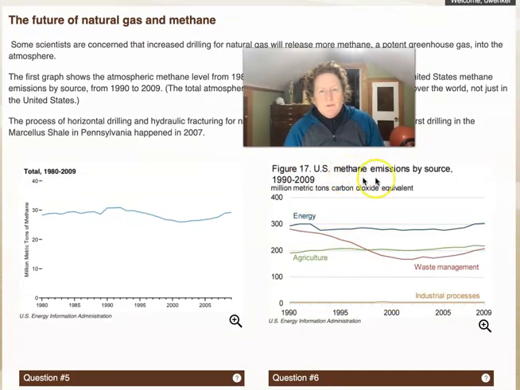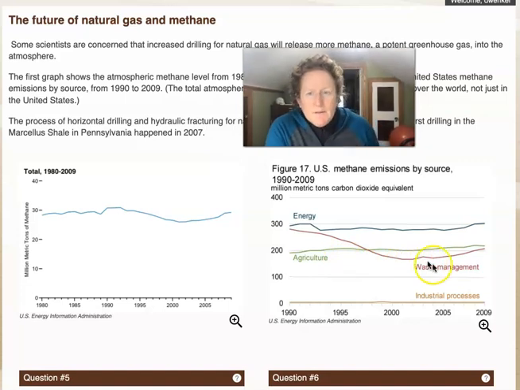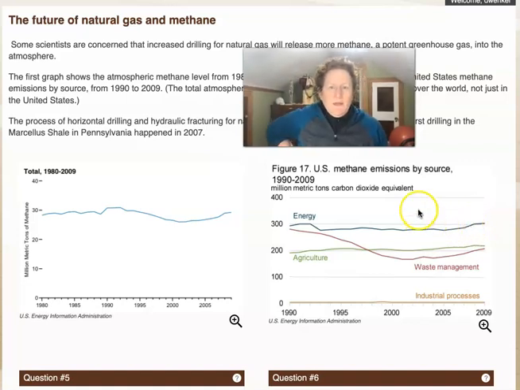Let's look at this graph. This is U.S. methane emissions by source. So waste management went down and then probably back up again as garbage burners started up. Probably not everything released from waste management is methane, but some of it is. Agriculture, that's cows, and the breakdown of animal waste. Energy production here. It looks like there's a little bump right here that looks like it might be related to using natural gas or drilling for natural gas.